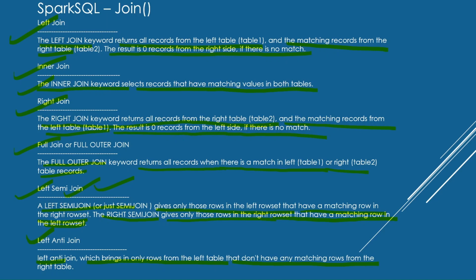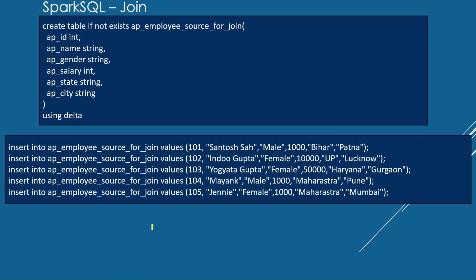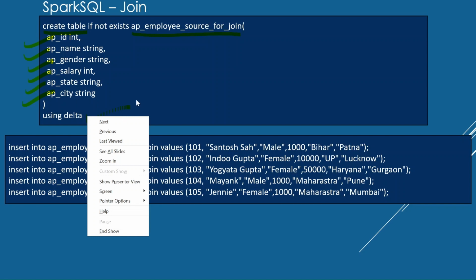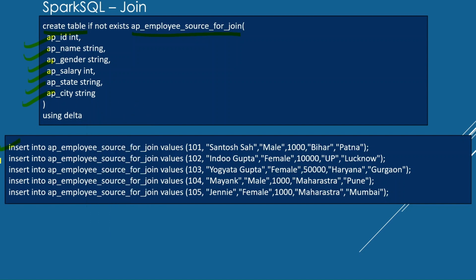So this is an overview of the different kinds of joins in SparkSQL. Let me do this exercise. In this exercise, I am creating a table with the help of a create table command. This is the name of the table. Here I am giving 5 columns and their data types. I am making this table a Delta table. Then I am inserting 5 records in this Delta table.